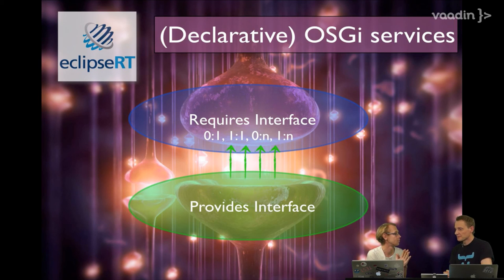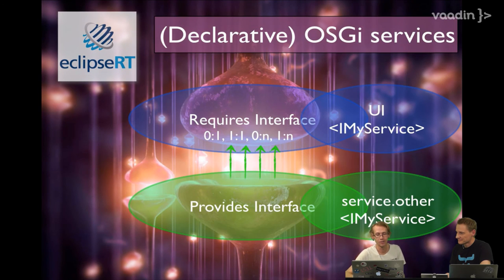If you ask OSGi whether there is a service for an interface or for a class, you most probably will get one, if it is there and the version is fine.